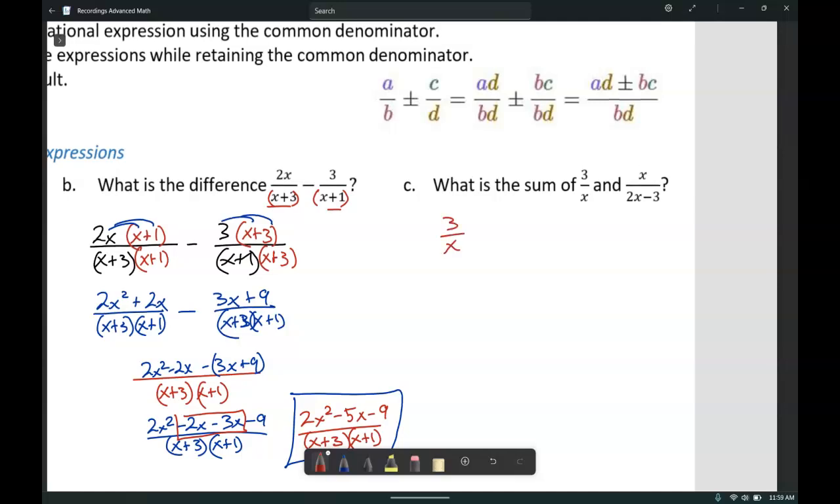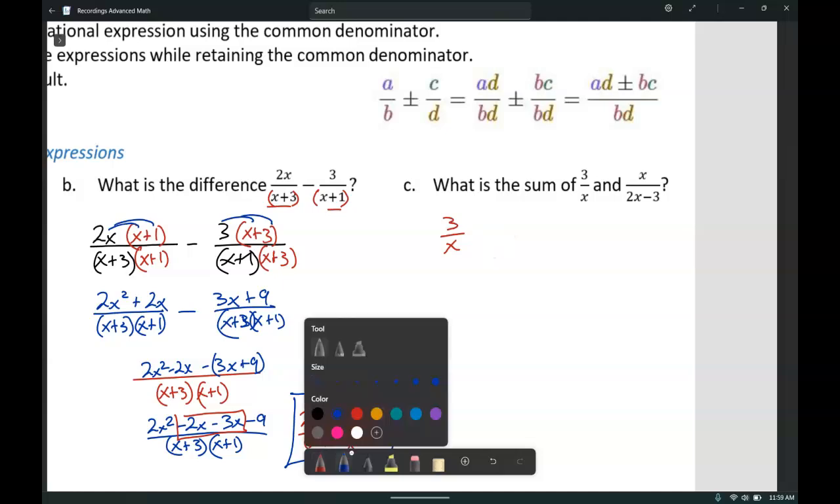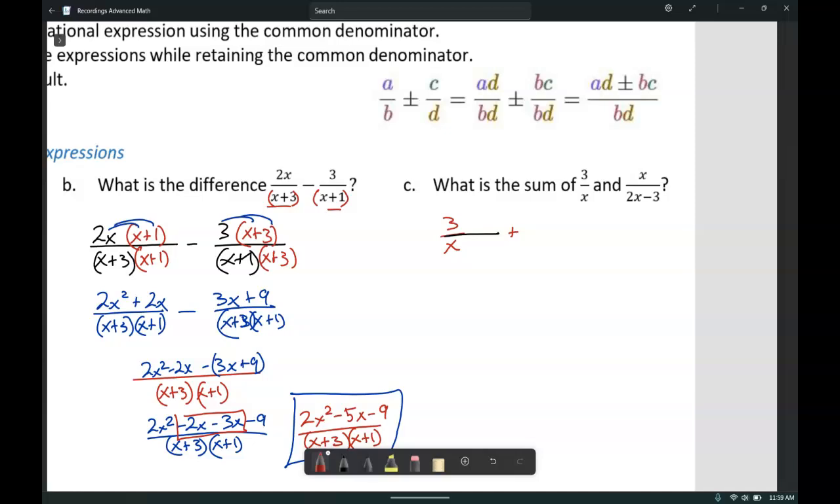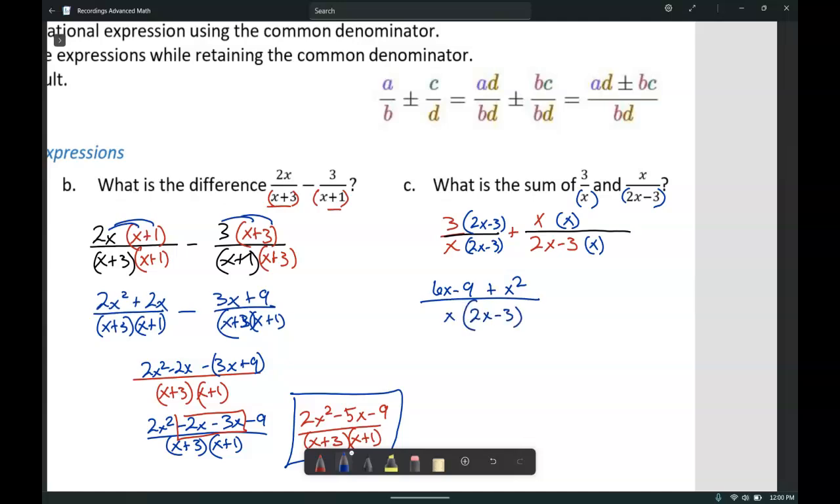We have 3 over x plus, I'm actually going to add in some room here, plus x over 2x minus 3. So our common denominator is going to be the product of these two, since they don't have any common factors. So 2x minus 3 gets included in the left fraction, and x gets included in the right fraction. So we'll go ahead and distribute within our numerators. 6x minus 9 plus x squared over x, 2x minus 3.